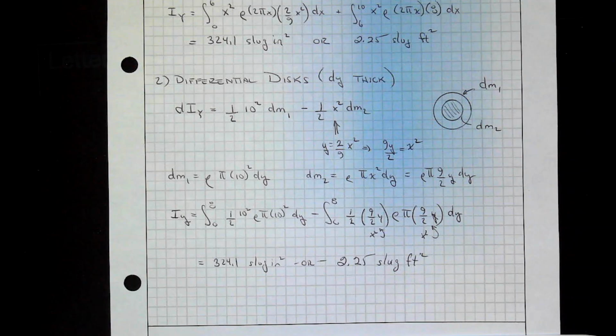I'm going to have to lose my picture here for a moment. So we'll come down. So let's work with this. It's a little smaller. Hope you can handle that. So the differential inertia, so dIy, so it's dy thick, is just going to be a disc. It's going to be a disc with a hole in it. So here's an outer one, and then here's a hole.